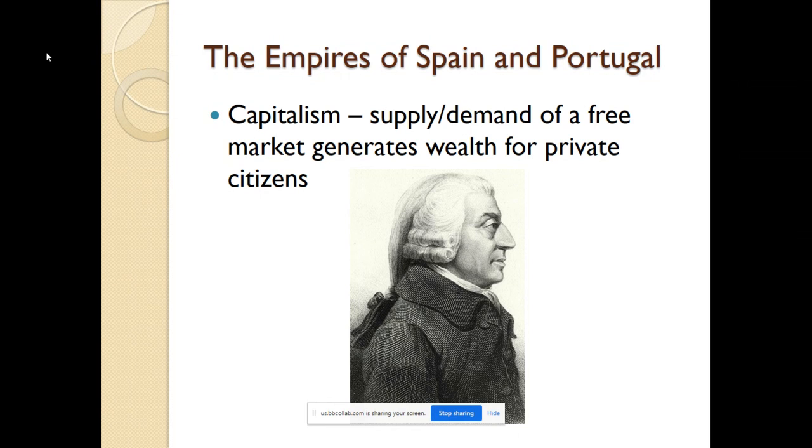If you've ever heard the term laissez-faire, it's French. It basically means a free market. The invisible hand of the market, that these natural laws of supply and demand will regulate it. Anyway, we'll get into that later. But again, it's not about the government, it's about private individuals. Adam Smith, who's a Scottish economist, wrote The Wealth of Nations.